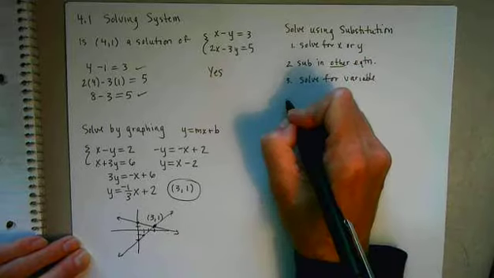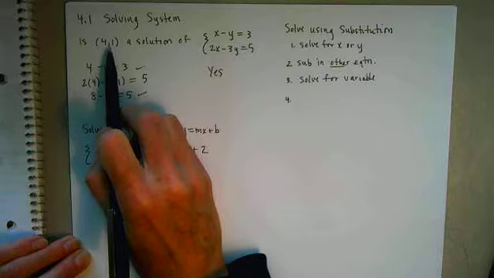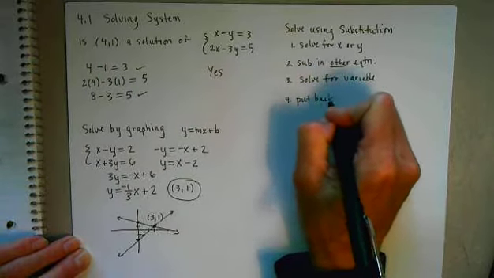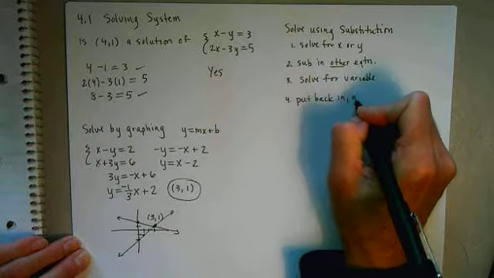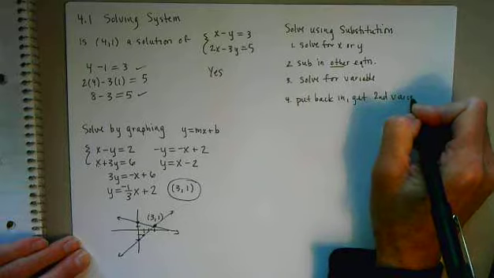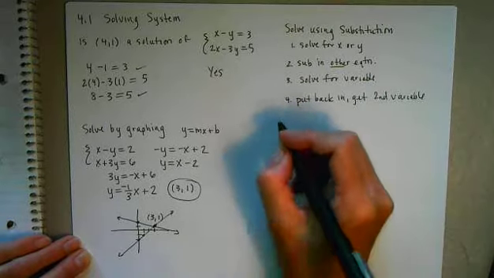And then we need our other coordinate. Like in a coordinate pair you have both x and y, so you'll put it back in, and you can put it back in either of your originals to get the second variable. Alright, so let's try one of these. So for example, here's a system.